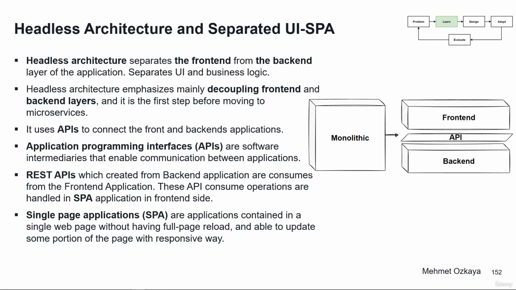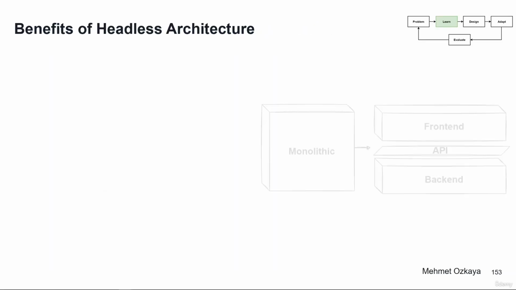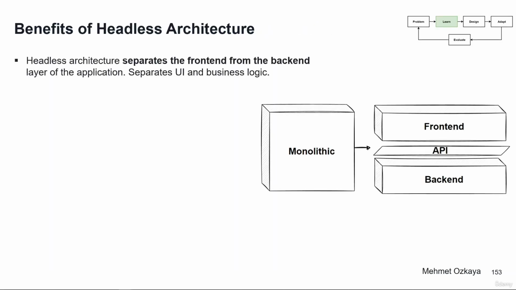Now we can see the benefits of the headless architecture. You can see that we basically have lots of benefits when we are separating front end and back end. And you can also see the architecture diagram here. Instead of using the full monolithic application server, we have separated the front-end UI server and the back-end business server, and they are communicating with each other through the API layer.